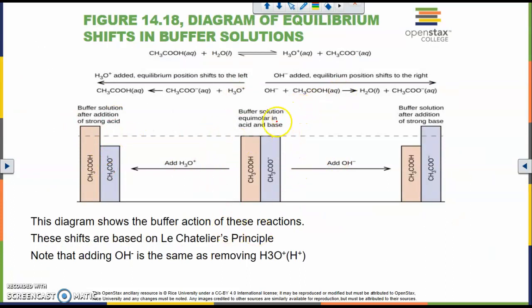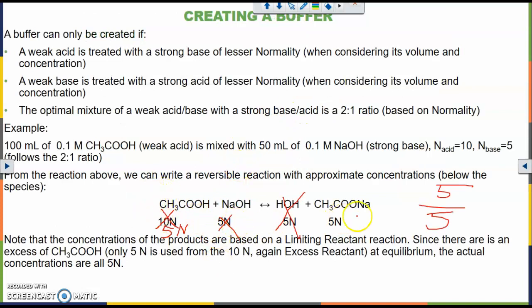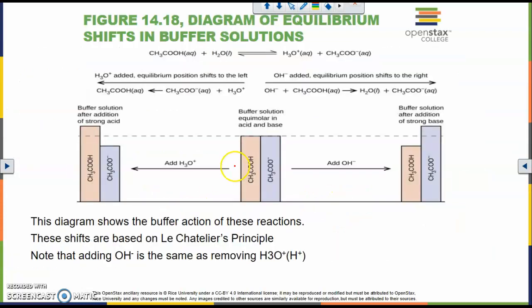So this is actually the previous reaction now. Now we have 5 normal sodium acetate and 5 normal acetic acid, which can be shown here. The Na is not shown because it's a spectator ion, so this is actually CH3COO minus Na plus. So we have equal amounts of acetic acid and the acetate ion. Since you have equal amounts in a buffer solution, if you add hydroxide ions, look at this one: the hydroxide ion is going to react with the acid.